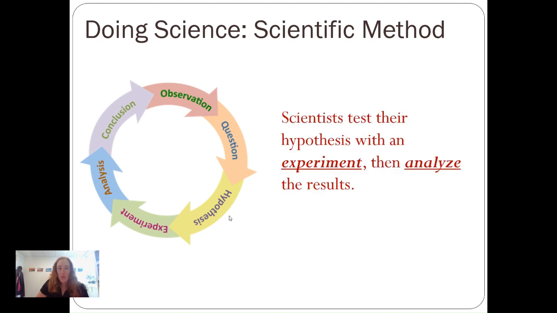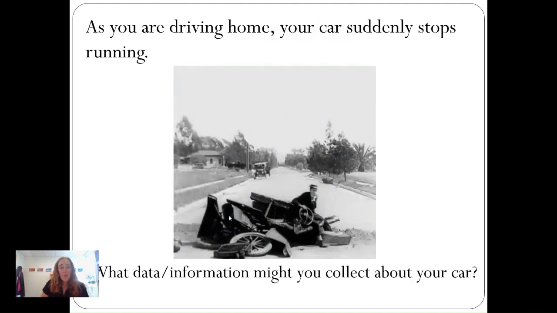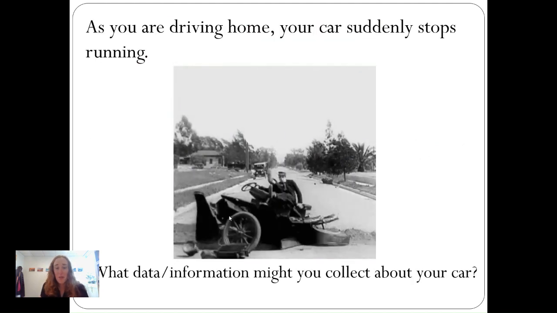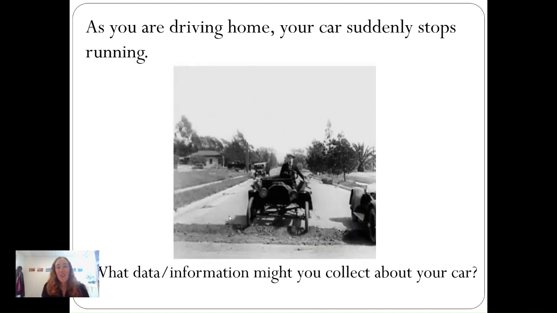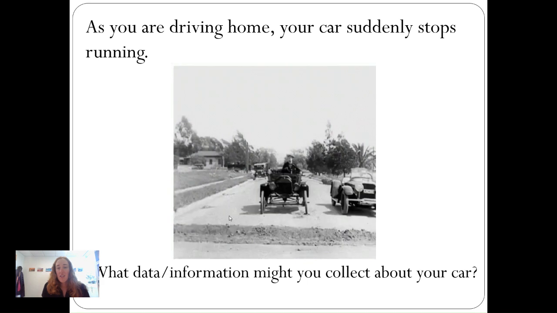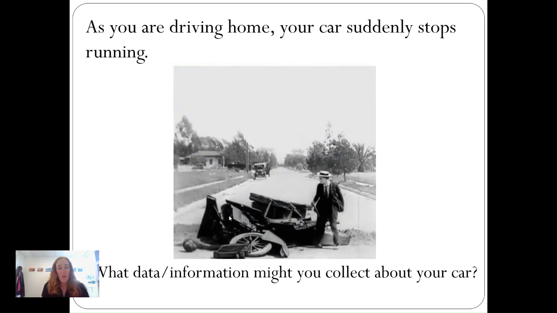All right, so I already said you go through observation, you ask your question, you develop a hypothesis, then you test it with an experiment, analyze your results, and come to some conclusions. So let me give you a better example than the one that I came up with off the top of my head. Imagine as you're driving home, your car suddenly stops running. That's your observation. Your car has stopped running.